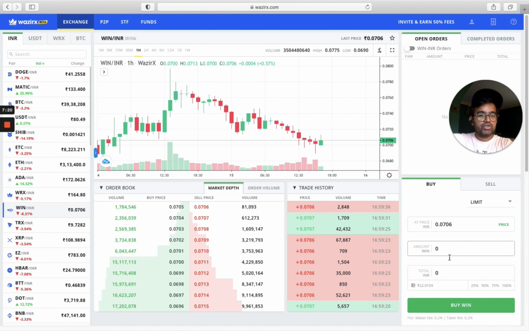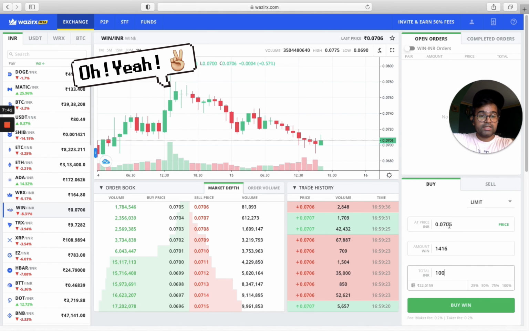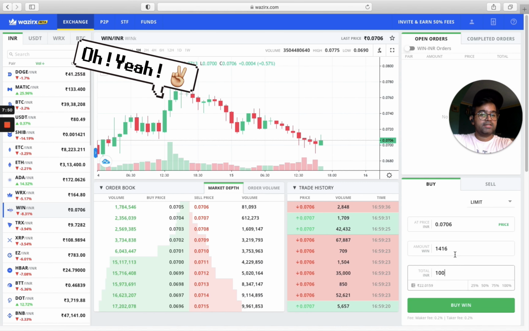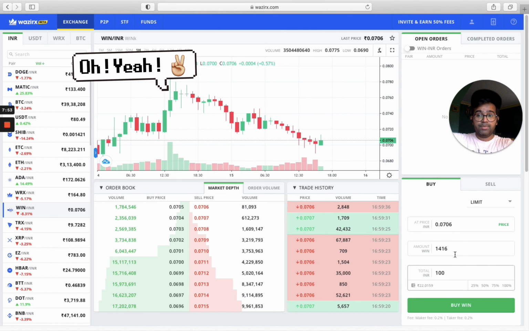And let's say I wish to put in about 100 rupees into it. Because the coin is at a price of 0.07, which is as good as peanuts right now, I'm going to have about 1400 coins. Let's say I hold this coin for about 3 months, and if this coin progresses further, which almost every coin does, and it moves to about 20 bucks, I multiply 20 by this, and I'm sitting at a profit. It's as simple as that.